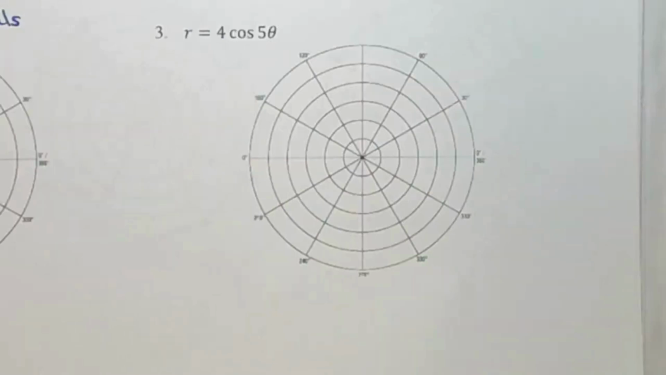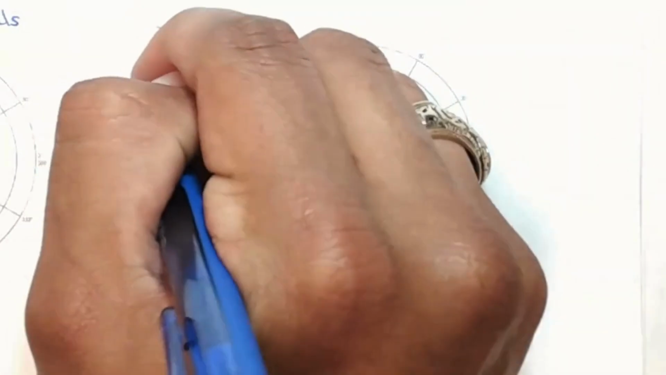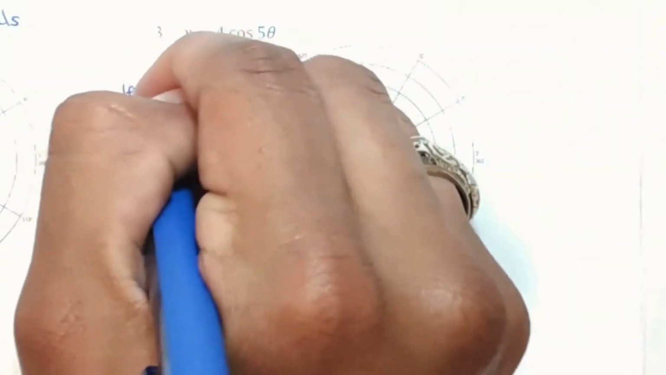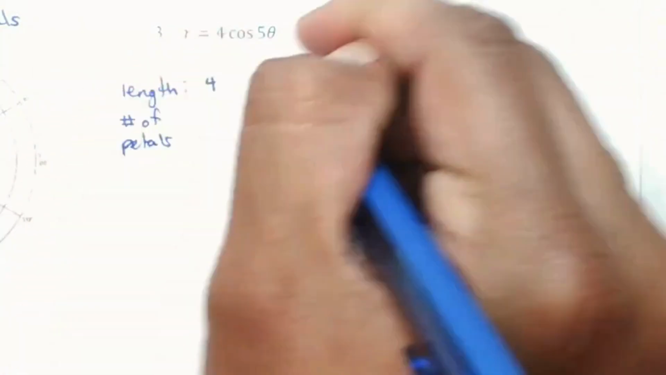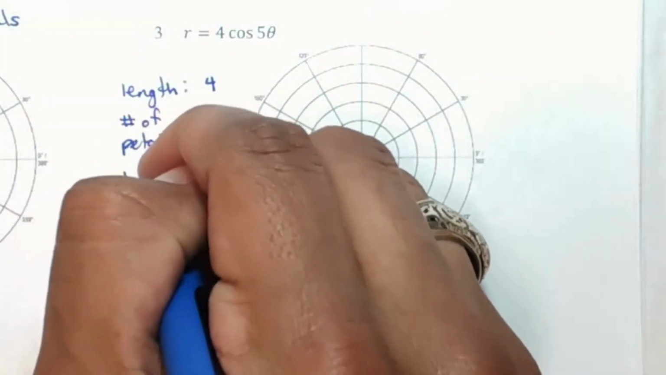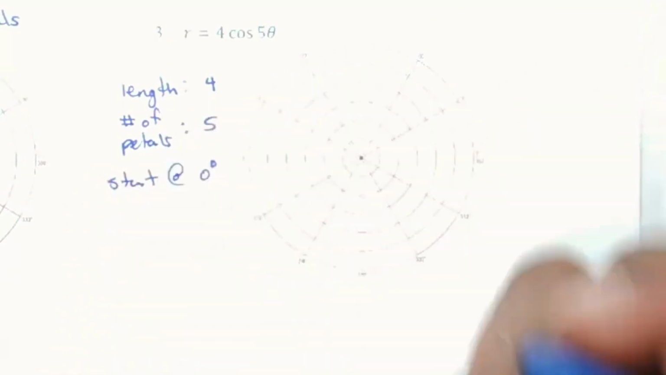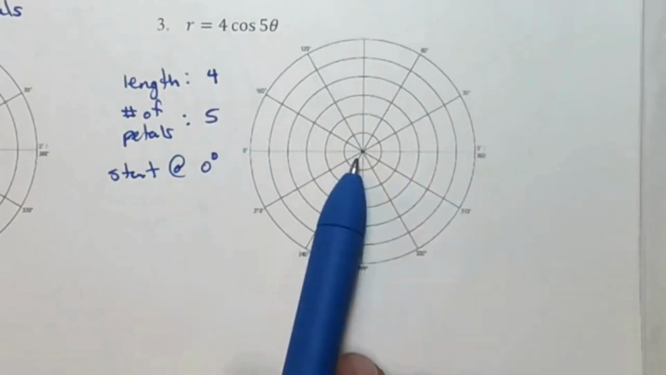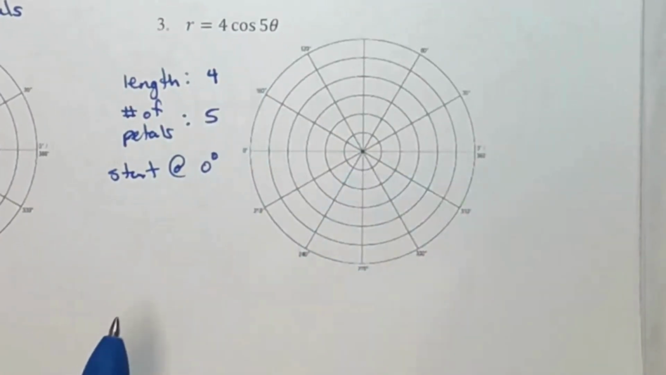All right, so let's look at this next one and let's figure out the information that we have. So the length of our petals are 4 because of that constant. How many petals do we have? Well, since n is odd, n is the number of petals, so 5. Where are we going to start? Well, we're going to start at 0 degrees on the x-axis because this is a cosine graph. Cosine graphs always start at 0.